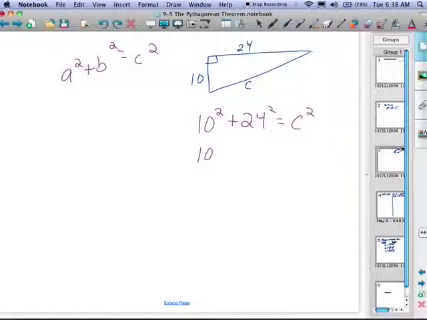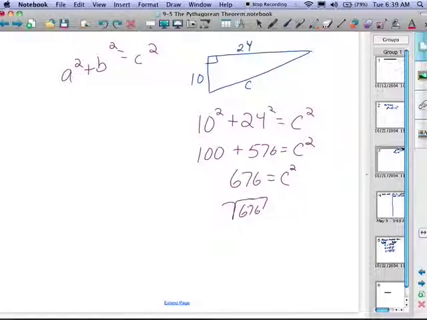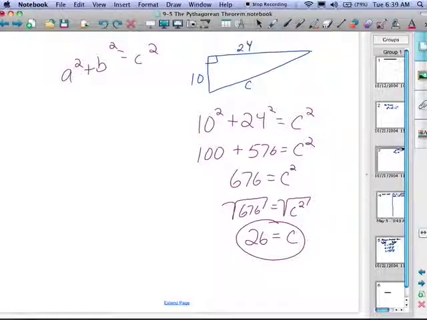10 squared is 100. 24 squared is 576. And C squared is still going to be C squared. 100 plus 576 is 676 equals C squared. In order to figure out what C is, we have to take the square root of both sides of this equation. And when we do that, on the right-hand side, the square root of C squared is just C, and the square root of 676 is 26 units. So the third side, the hypotenuse, is 26 units long.